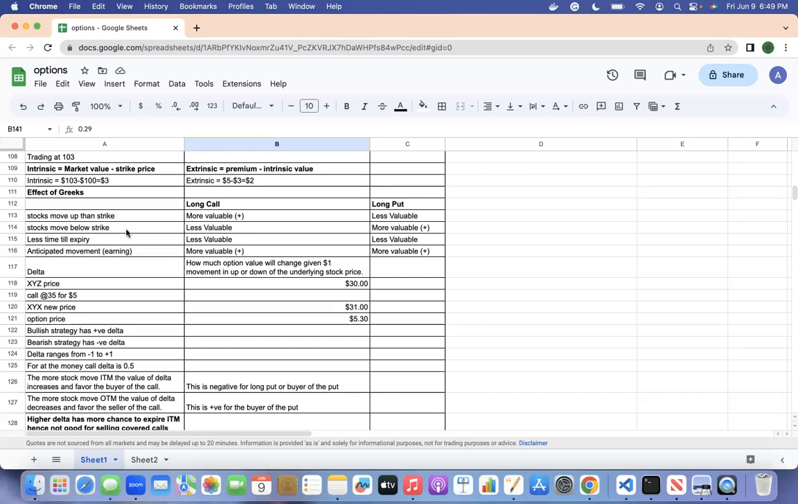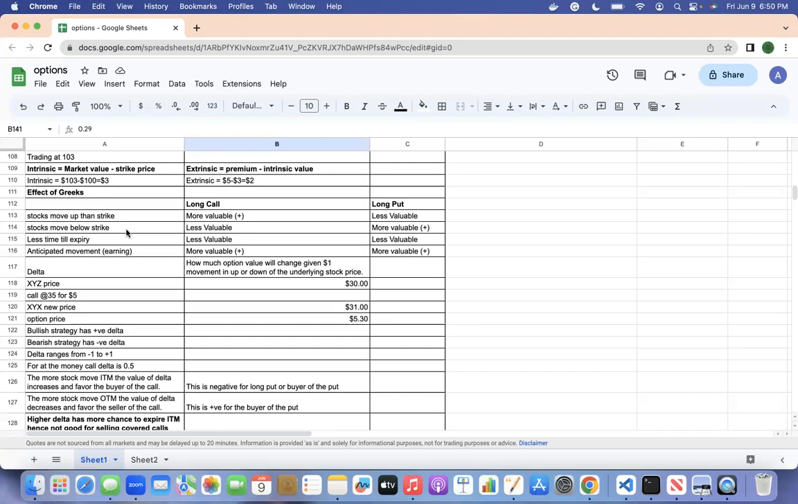So delta. There are three Greeks that are mostly important and mostly impact how your option trading should be. The first Greek is called delta, right? So what does delta measure? Delta measures how the price movement of the underlying stock impacts the premium, right?